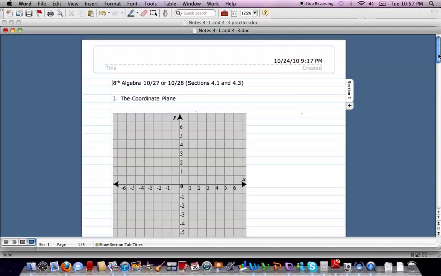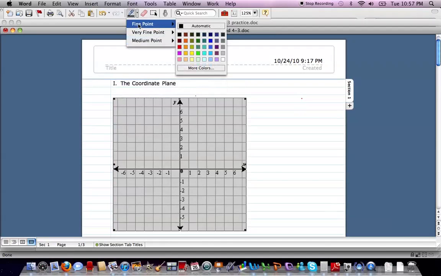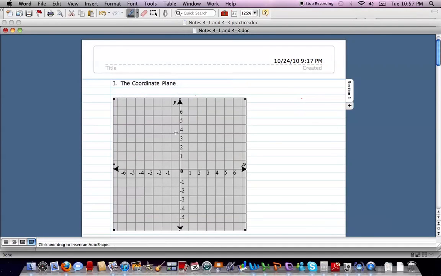4.1 and 4.3, and this section will be about the coordinate plane. Now, the coordinate plane looks like this, and you've seen it before. The first thing I want to point out is there's a point right in the middle, and that is called the origin. The coordinates of the origin are 0, 0. That is the origin. Now this thing is split up into 4 quadrants.